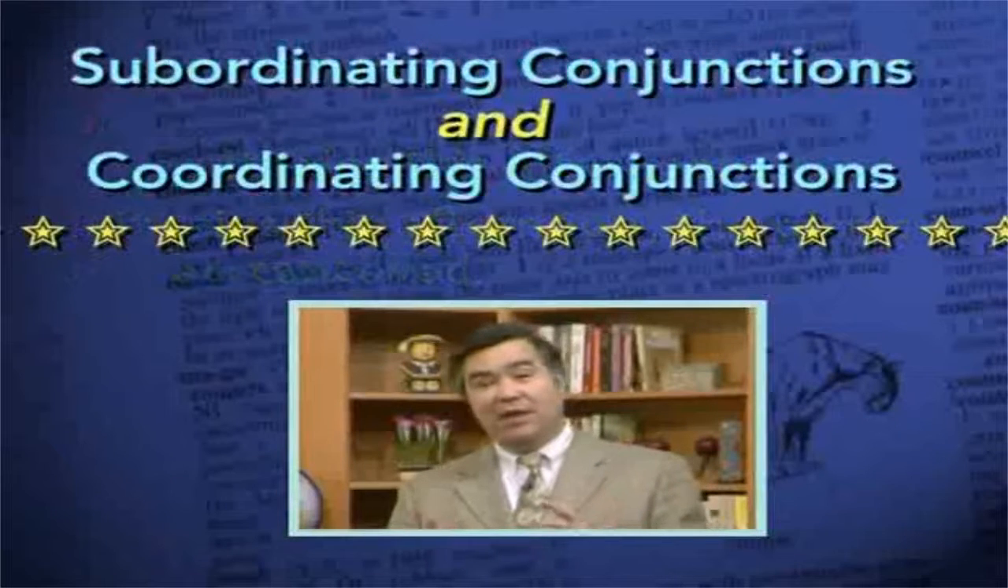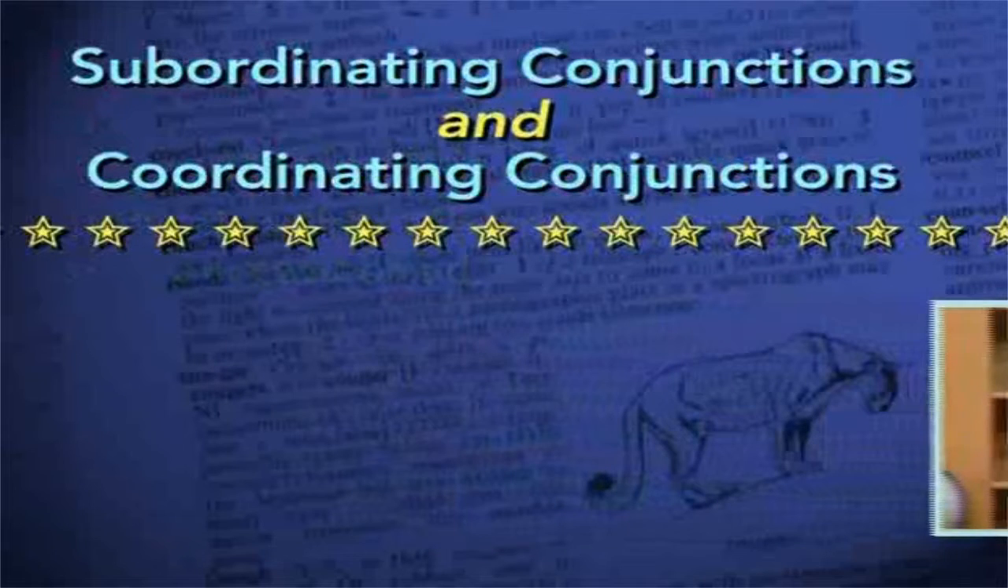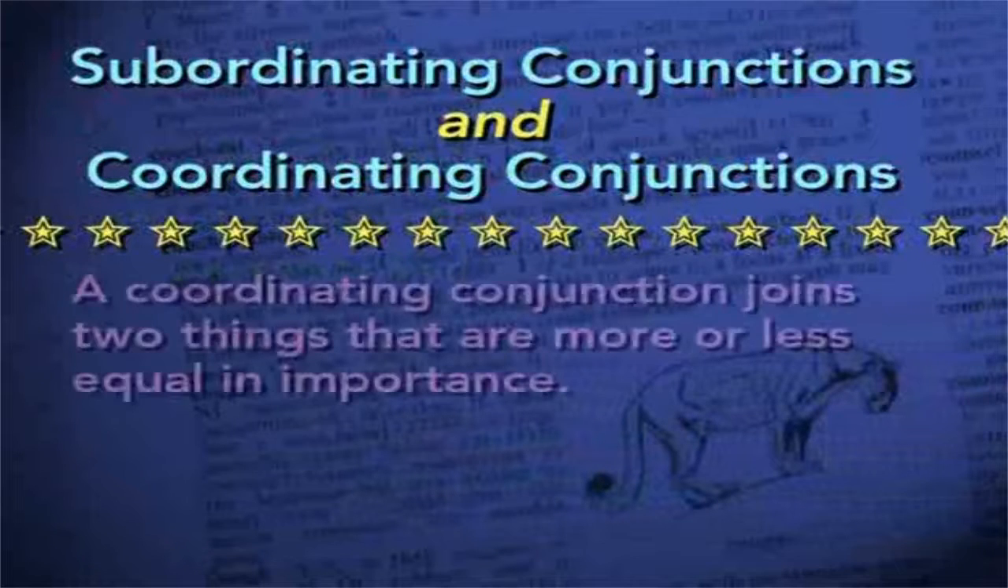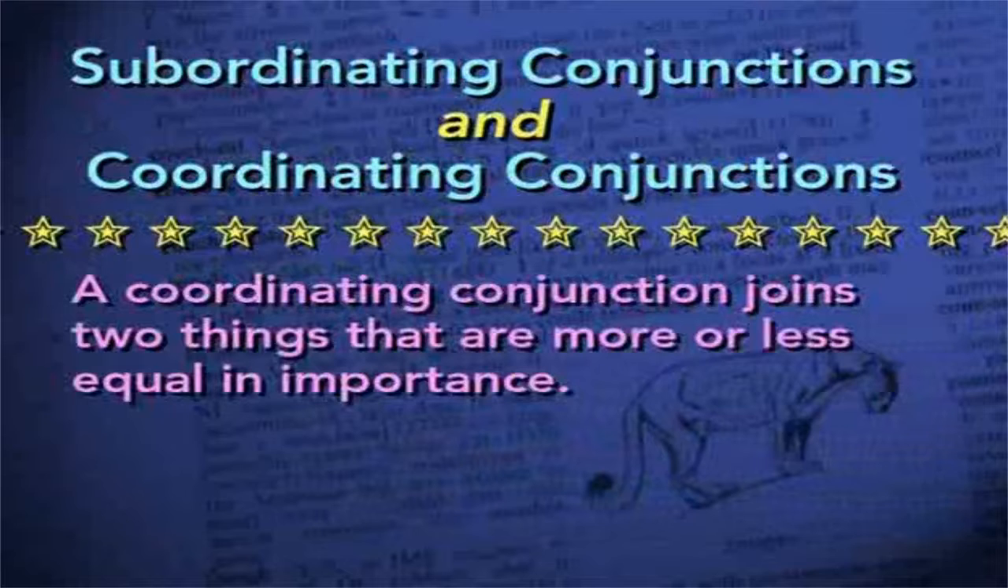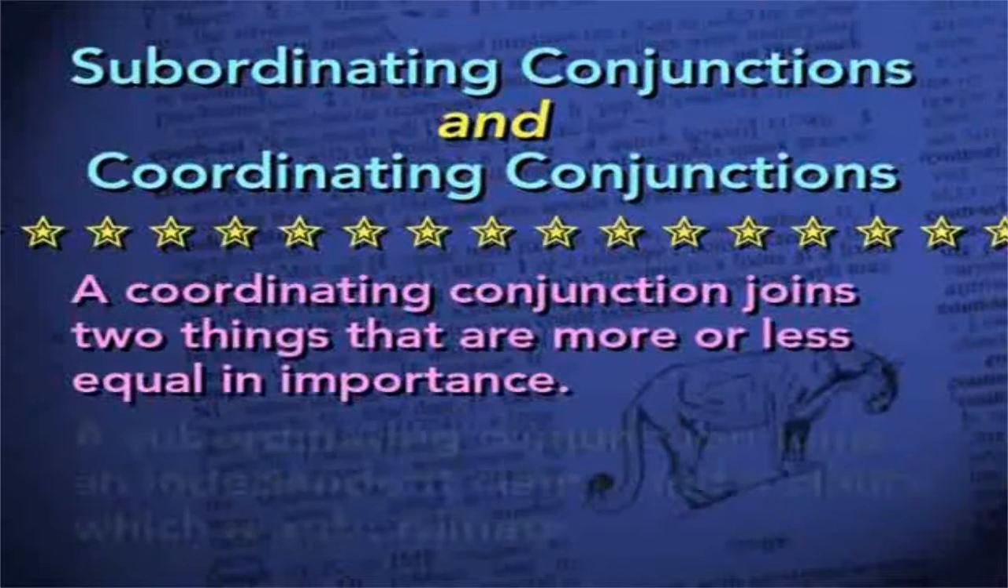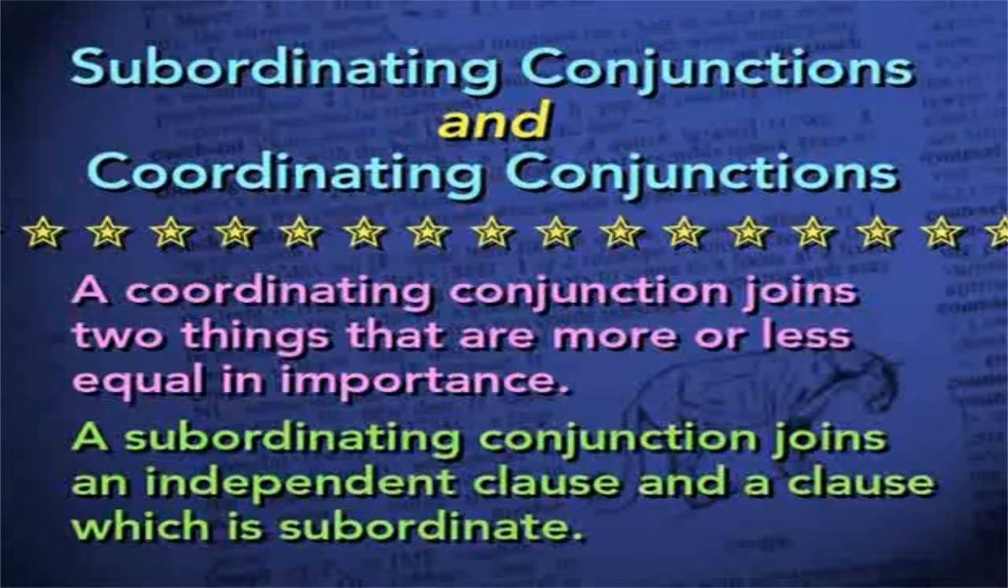Notice the difference between a subordinating conjunction and a coordinating conjunction. We said that coordinating conjunctions join two things that are more or less equal in importance. A subordinating conjunction joins one thing which is independent, an independent clause, and a clause which is subordinate, less important, can't stand alone as a sentence. So whereas a coordinating conjunction links two things that are equal in value, the subordinating conjunction links two things that are unequal or different in value and importance.